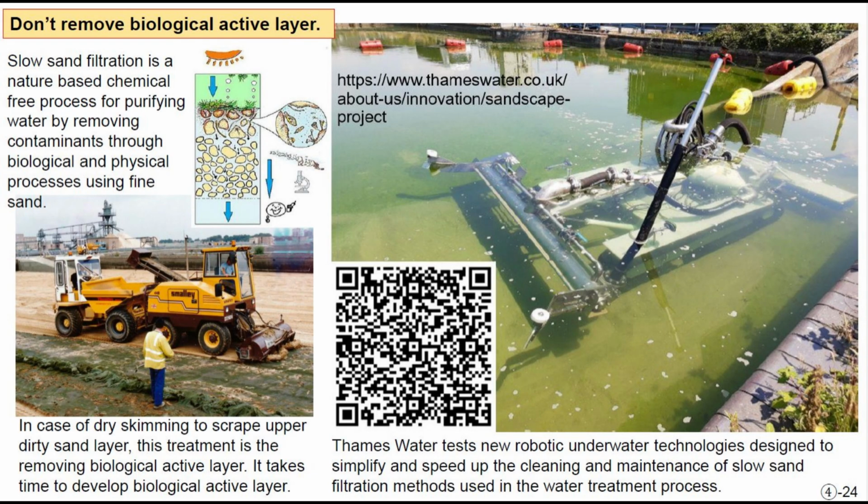Thames Water Company concluded: don't remove the biological active layer. Dry skimming, scraping up a dirty sand layer, is removing the biological active layer. It takes time to develop the biological active layer again. Thames Water Company now tests a wet skimming machine to remove the dirty layer over the sand surface.